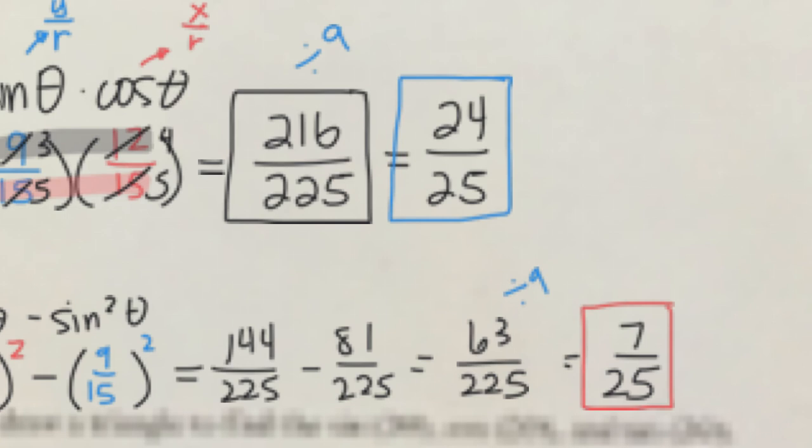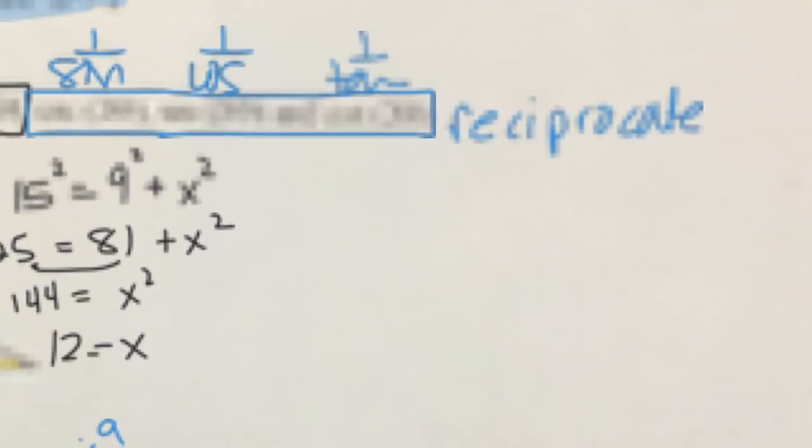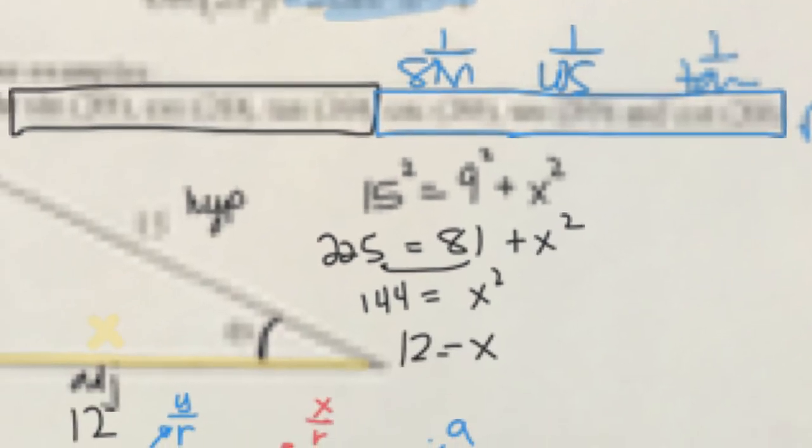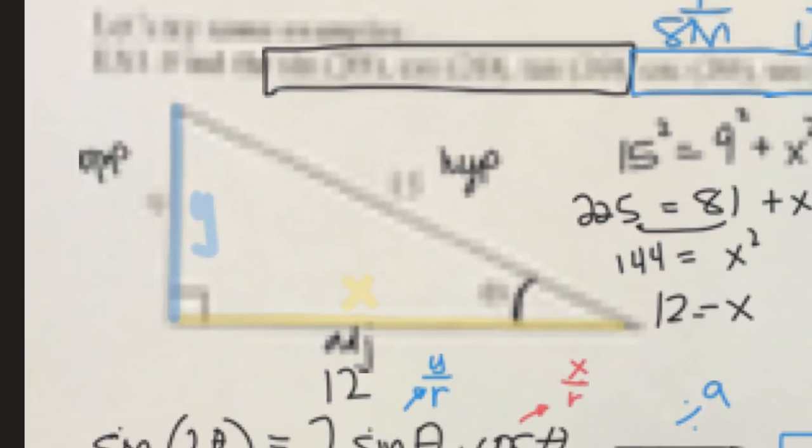Now let's look at doing our tangent. The only reason why I say tan is less easy is because it has this fraction in it. So 2 times the tan. Let's go back to our circle or our triangle and see what the tangent is. Tangent is opposite over adjacent.